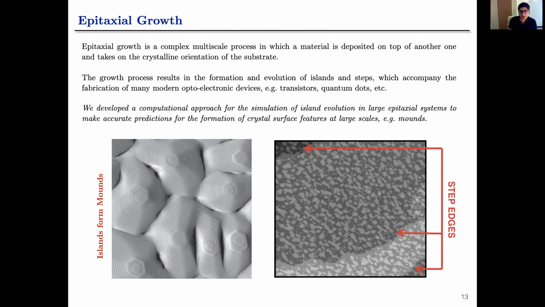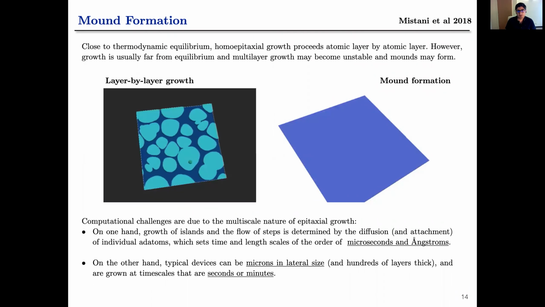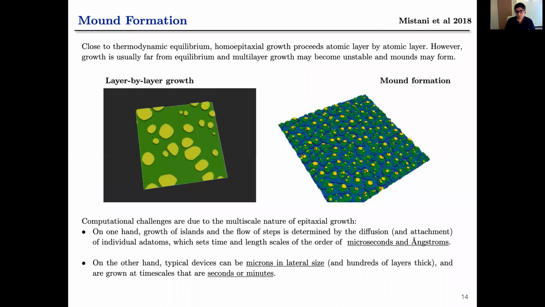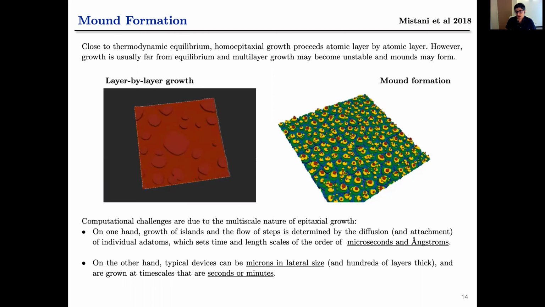So first, a little bit about mound formation. There are two main types of growth for epitaxy. Here we are looking at layer by layer growth, which is when you're close to thermodynamic equilibrium, or when you're far from thermodynamic equilibrium, you get these mound formations. So the physics of it is known, it's just how to solve it at larger scales. The main challenge is that the atoms are hopping around at time scales of some microseconds and length scales that are angstroms. But these devices are some microns in lateral size, and the fabrication process takes seconds to minutes. So you see that there are orders of magnitude in difference.